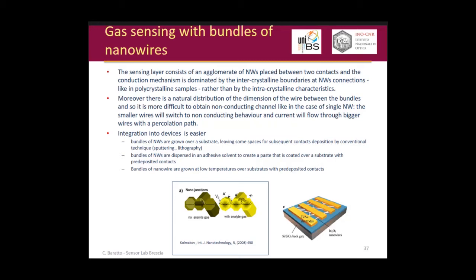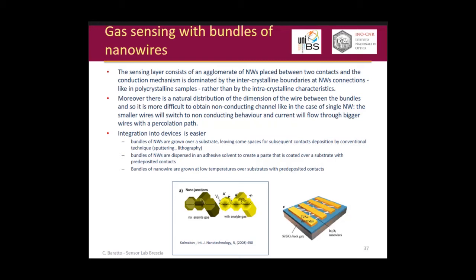This is the easiest feature. You simply produce these spaghetti-like nanowires, and afterwards you leave some space for the contacts, and then you put contacts on top of the nanowires. And basically, what you are investigating is the intergrain connection between the nanowires. So you are investigating something that is very similar to a polycrystalline material, except for the fact that these are single crystalline, so they are not prone to coalescence or increasing the grain size.